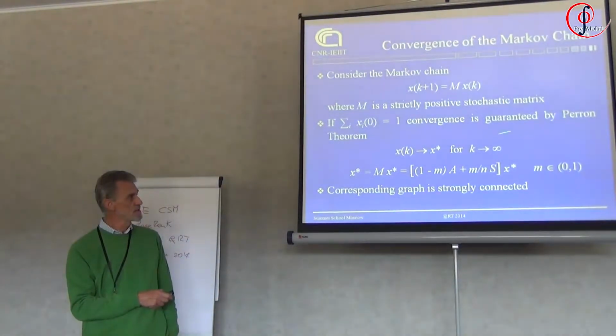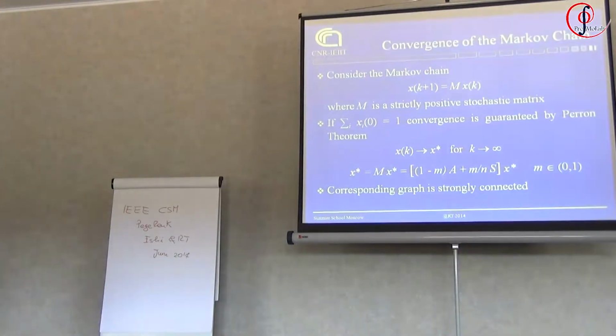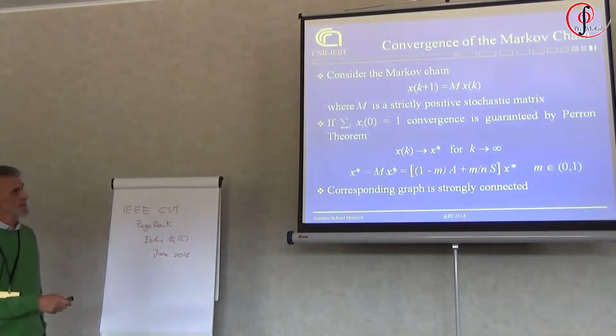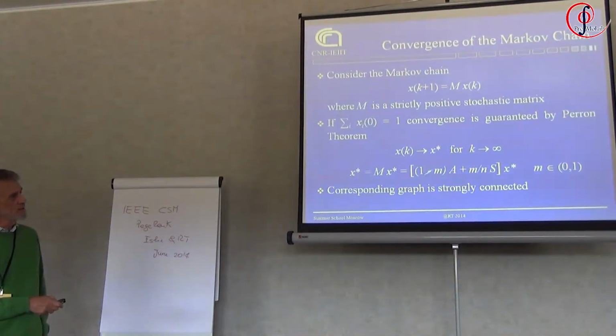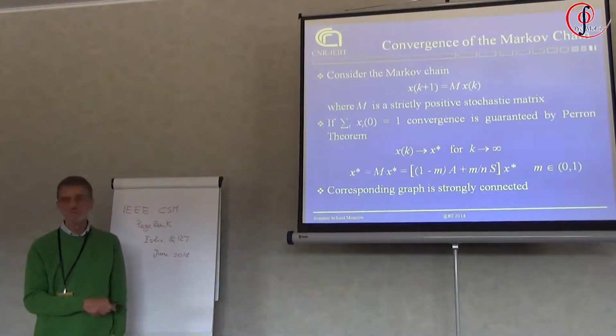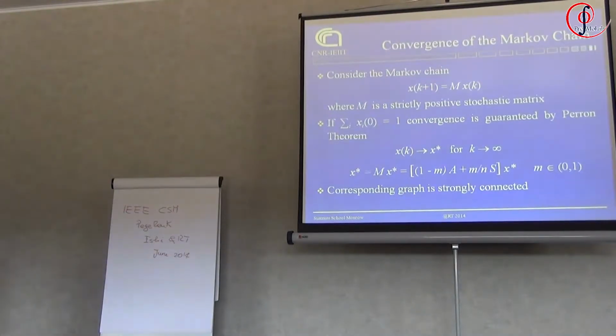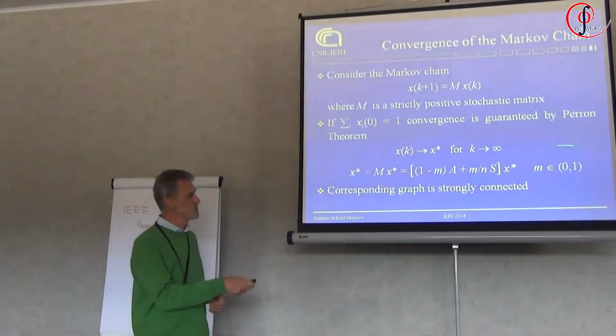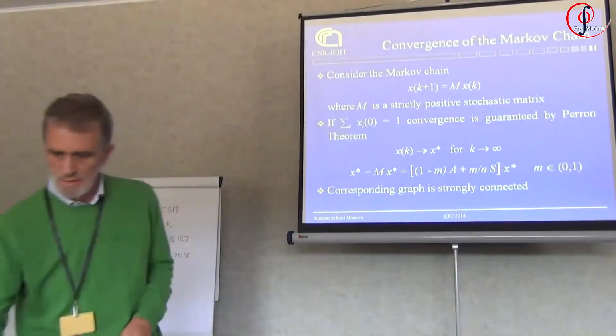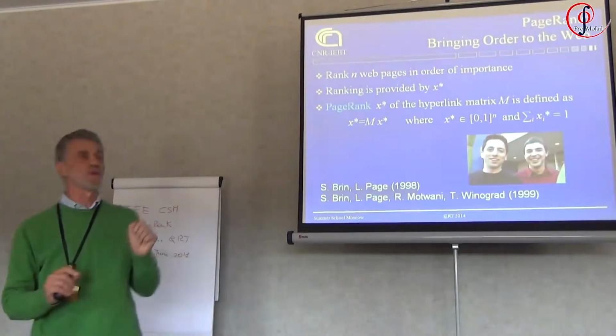So for k sufficiently large, x of k converges to x star, which means that x star is equal to M x star. Or if you wish, you can write this like (1 minus m) A plus m over n S times x star, and then, let me repeat, m is in the open interval (0, 1). So the corresponding graph is now strongly connected. If you are not interested in websites and so on, this is the trick that Villasagara used in some of his papers related to cancer biology, where the graph was not strongly connected. So Villasagara was using this trick in order to make the graph strongly connected, but he was not really doing ranking.